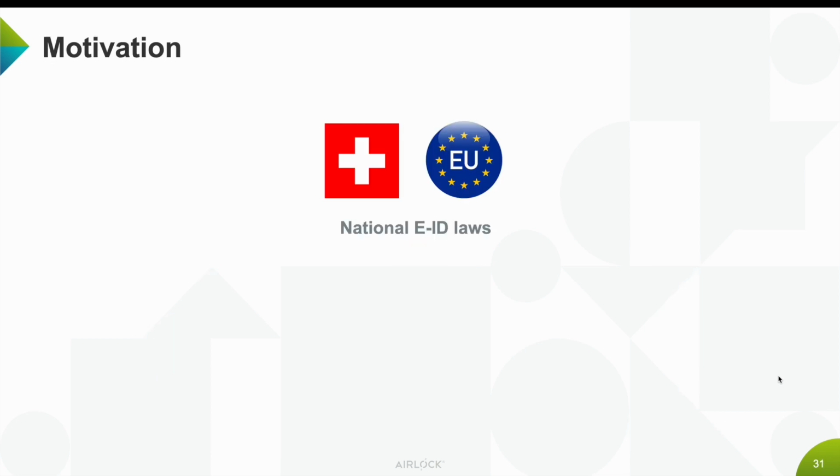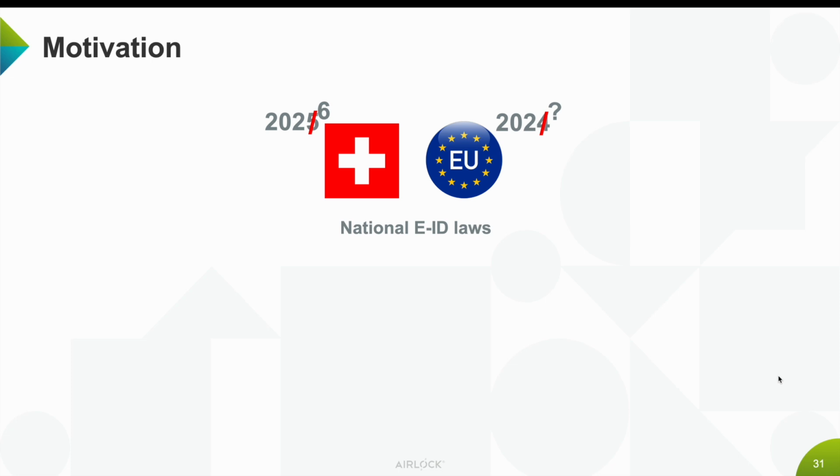Now, why is it so important? Motivation. Nation states like Switzerland or the EU and all the member states are preparing national EID laws. And those laws will basically make the self-sovereign identity technology the basis on how we're going to interact and how we're going to exchange data. Now, Switzerland said they want to be done by middle of 2025. A few days ago, they announced that they're not going to make it and now say early 2026. The EU said they want to be done by middle of 2024. The way they're progressing, I seriously doubt that they're going to meet their own goal, but we'll see.